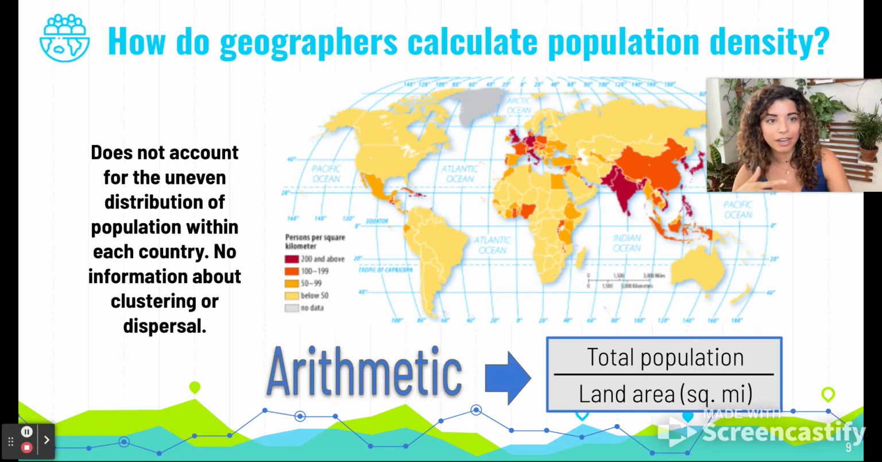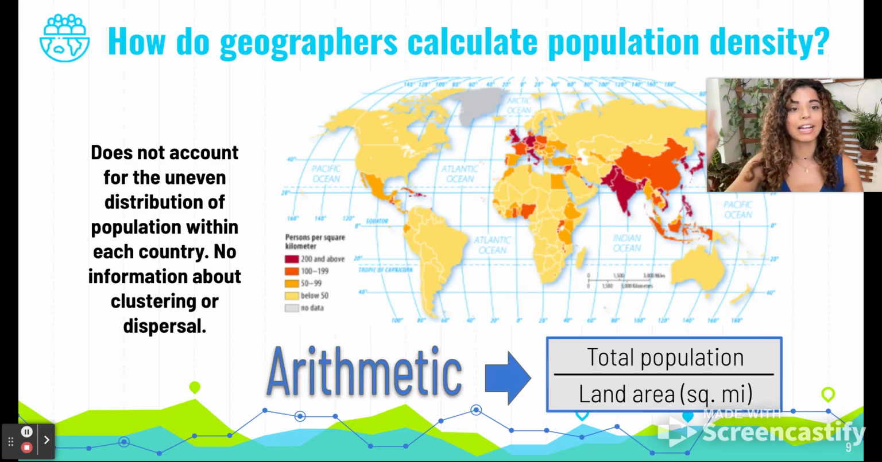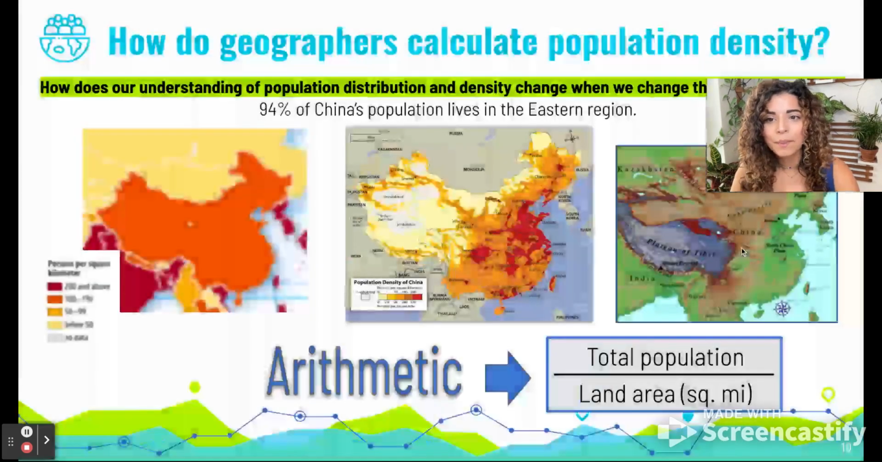This is kind of a catch-all. However, the thing that you do need to keep in mind is that it does not account for uneven distribution within a country. It's just a general number. Despite the fact, for instance, we just saw that map of Australia, we see very concentrated clusters of where population is and vast areas that are generally unpopulated. This is just a catch-all number. So it's going to assume an even distribution, even though that is always not the case.